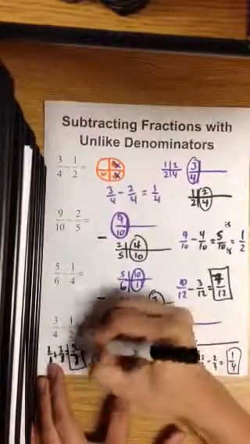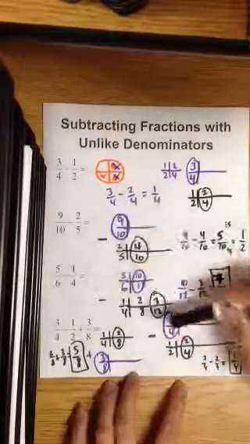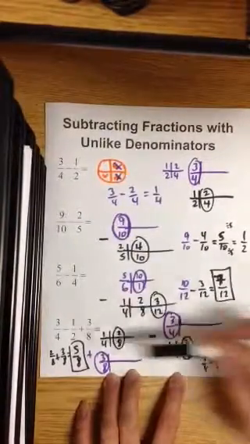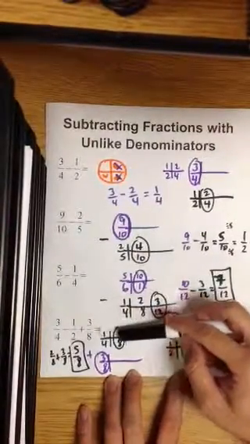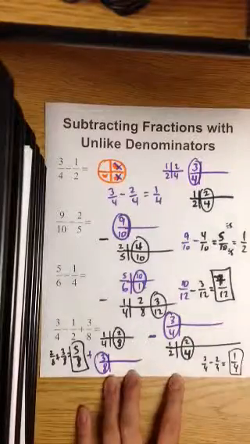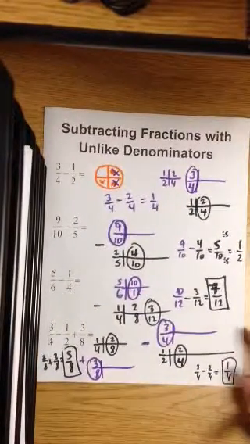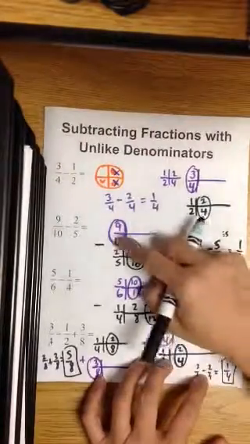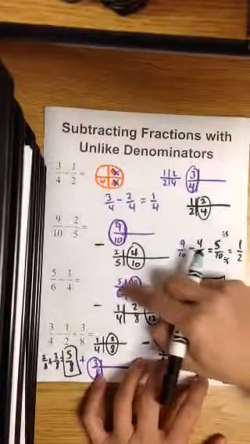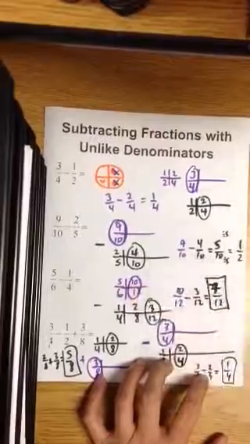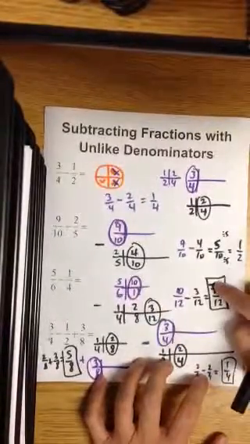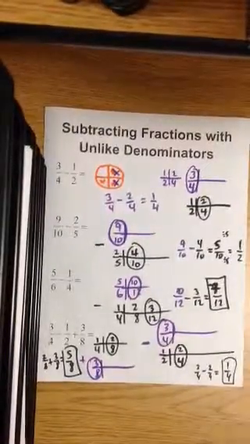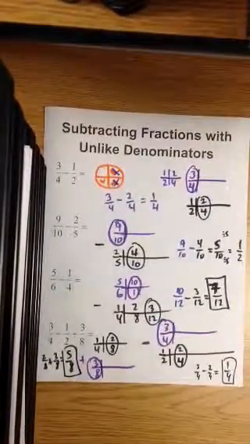So you have 3/4 minus 1/2, or 2/4, is 1/4. Then they want you to add 1/4, or 2/8, to 3/8, and you get the answer of 5/8. So in subtracting fractions with unlike denominators, you need to find a common denominator, then you rename the fractions, and then you subtract the numerators and keep the denominator the same. That is how you subtract fractions with unlike denominators.